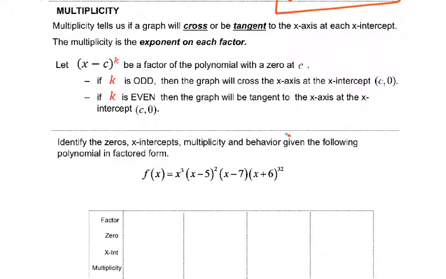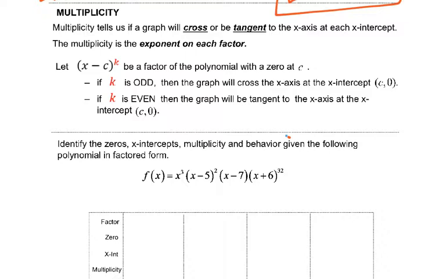Multiplicity is the last thing we're going to talk about in here. So when we talk about multiplicity, multiplicity is the power or the exponent on each factor. So when we think about dealing with polynomials, and we've dealt a lot with quadratic polynomials, we try to factor them into linear factors.